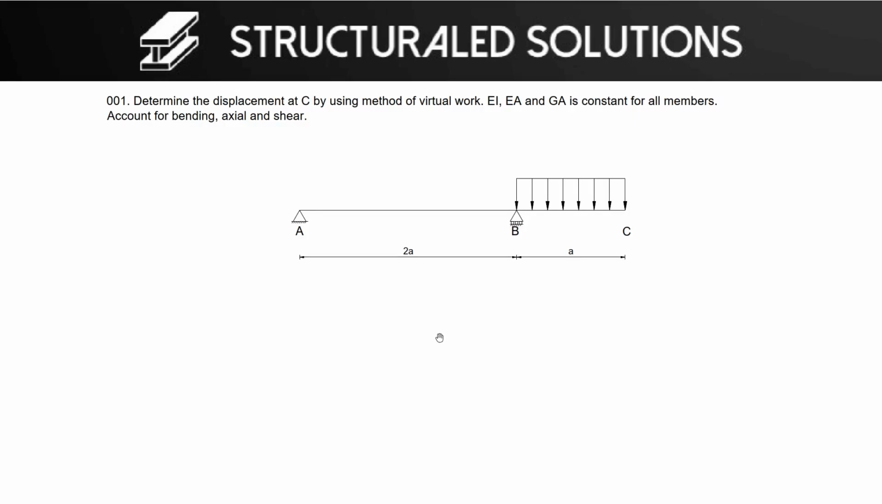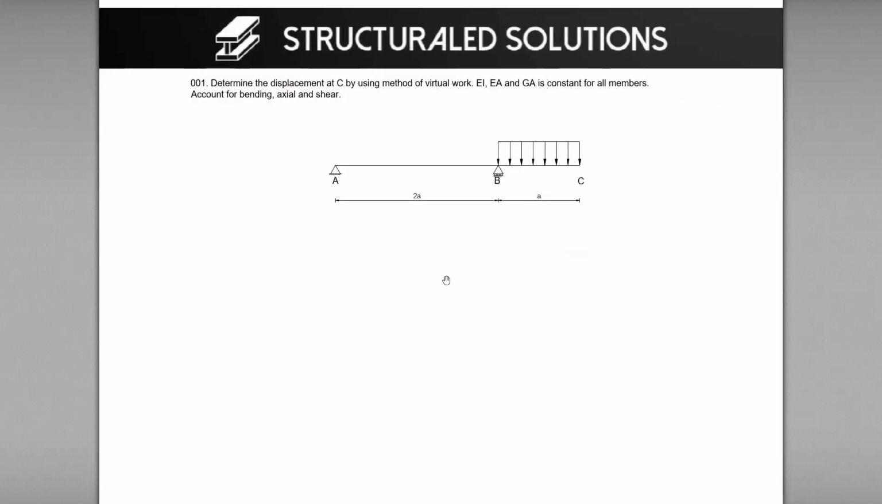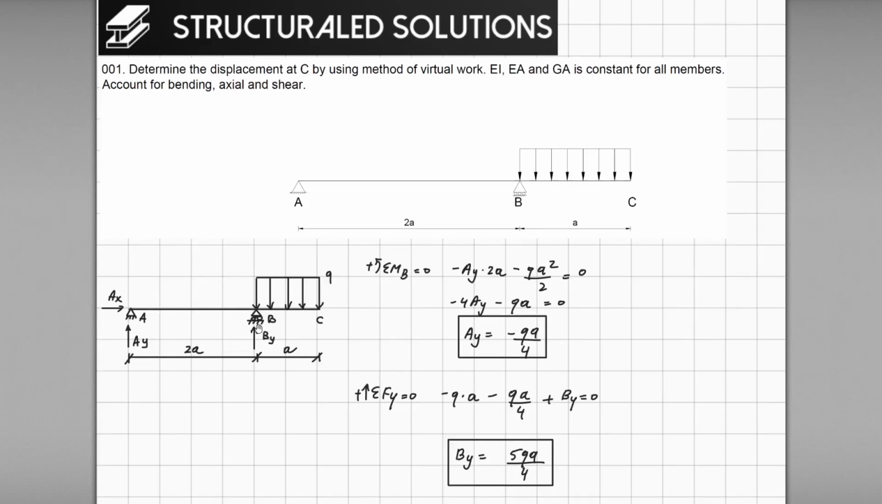Today, according to the problem description, we have to determine the displacement at point C by using the method of virtual work. EI, EA, and GA values are assumed to be constant for all the members, and when we solve using the method of virtual work, we need to account for bending, axial, and shear actions on the beam. So without any further ado, let's describe how to solve this problem using the method of virtual work. Alright, so here we have the real case which we have to solve.